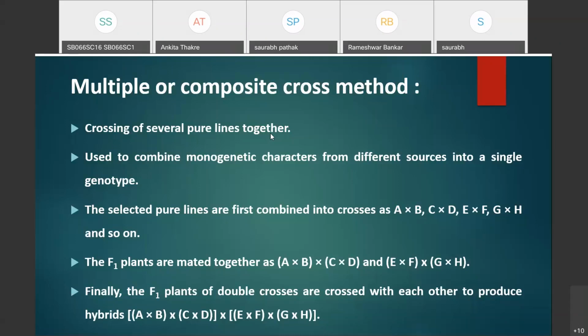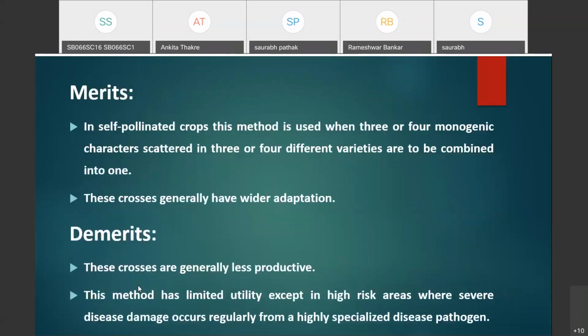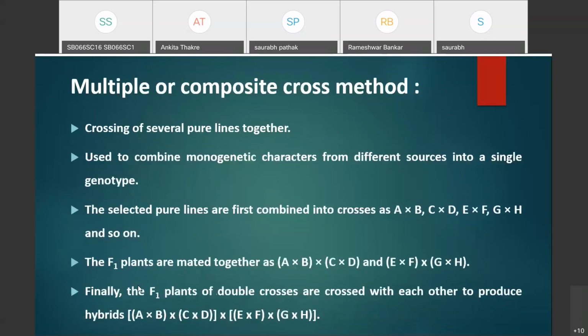This cross is also known as the multiple cross. After producing the hybrid, the further breeding in these hybrids is carried out by either the pedigree or the bulk method.